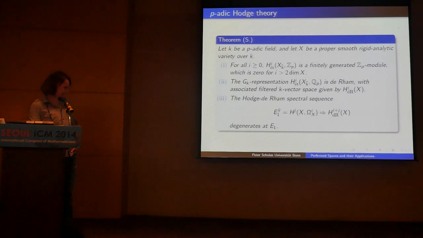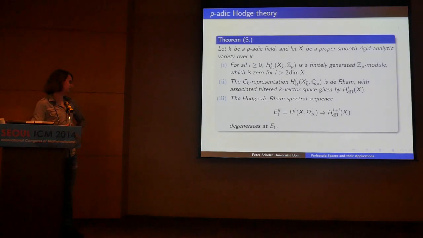And the last thing you have in the case of complex manifolds is that sometimes the Hodge to de Rham spectral sequence degenerates, by Hodge theorems. But in the complex case, you have to assume that the variety is Kähler, or the manifold is Kähler, for this to be true. In the p-adic case, it's true always. So the Hodge to de Rham spectral sequence degenerates always at E1.